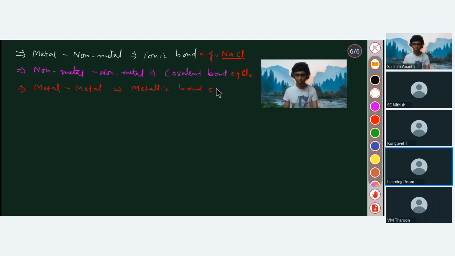Now, if we talk of a metallic bond, you take any metal like copper, sodium, zinc, all these are metals. So metals have a metallic bond. Now let's explain one by one each and everything.